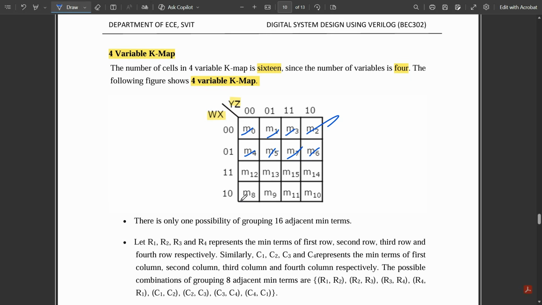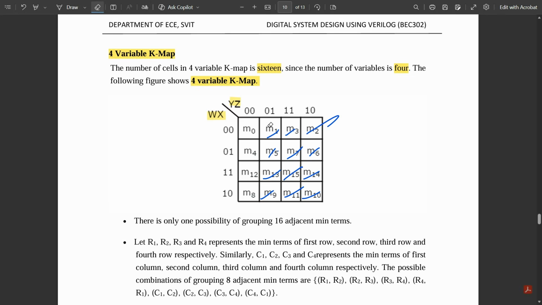So that is m8, that is here. Then 1, 0, 0, 1 is m9, 1, 0, 1, 0 is m10, 1, 0, 1, 1 is m11, 1, 1, 0, 0 is m12, 1, 1, 0, 1 is m13, 1, 1, 1, 0 is m14, finally 1, 1, 1, 1 is m15. Like this, the cell positionings are kept here.